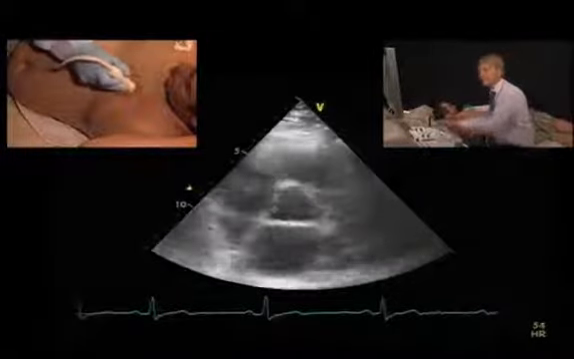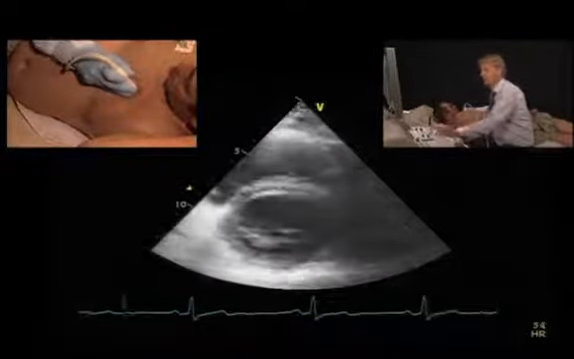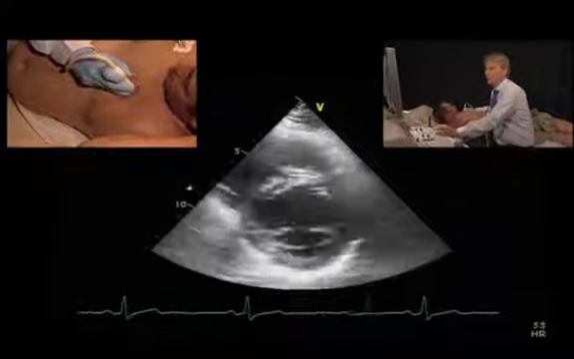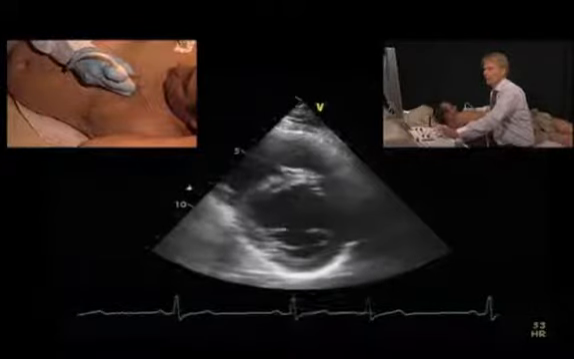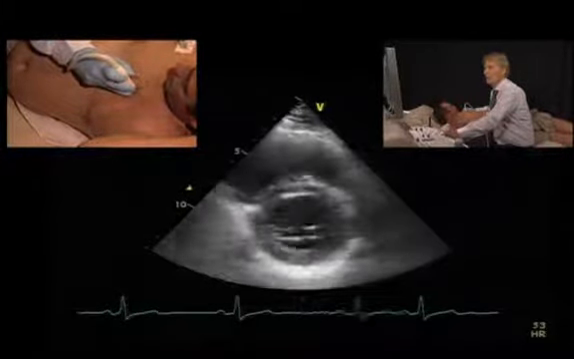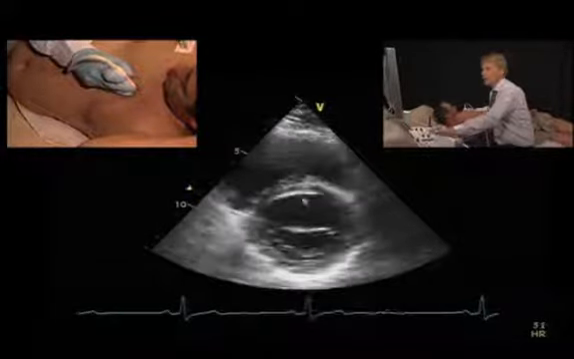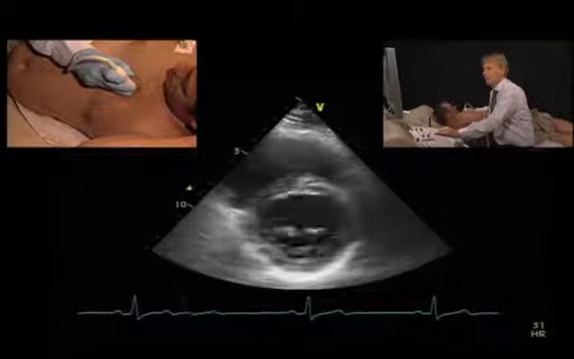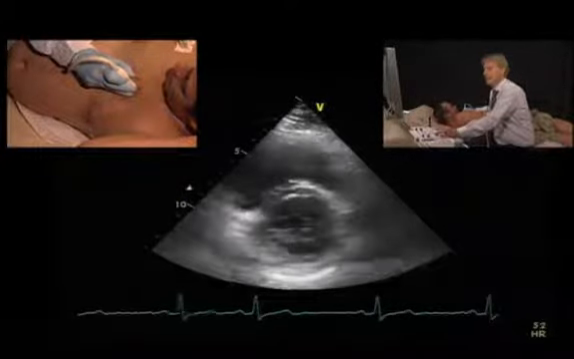So let's take a look at the segments that we can see from the parasternal approach. We'll start with the parasternal short axis. First of all, we'll take a look at the left ventricle just slightly below the mitral valve. So this would be the mitral valve here. Now we have the subvalvular apparatus here, but we do not see the papillary muscles yet. So we're at the base of the left ventricle.